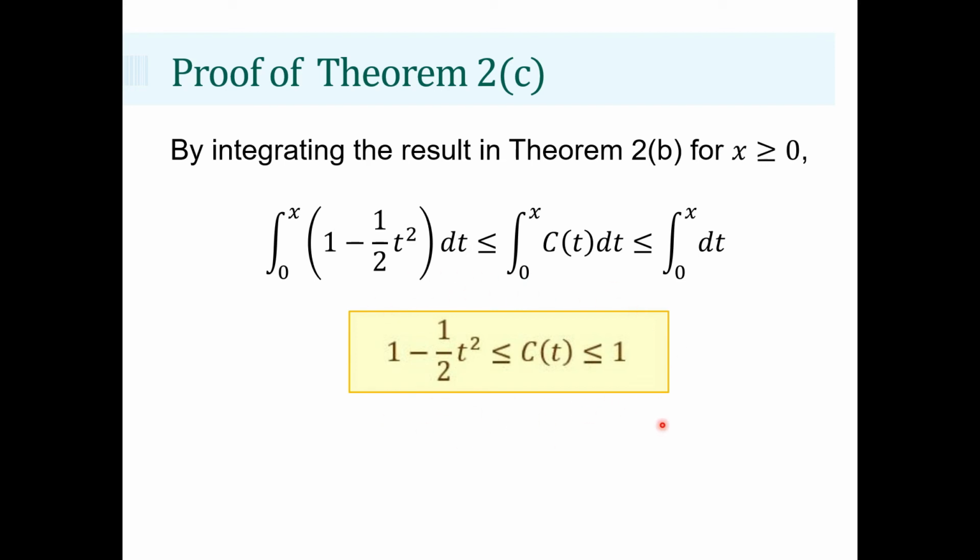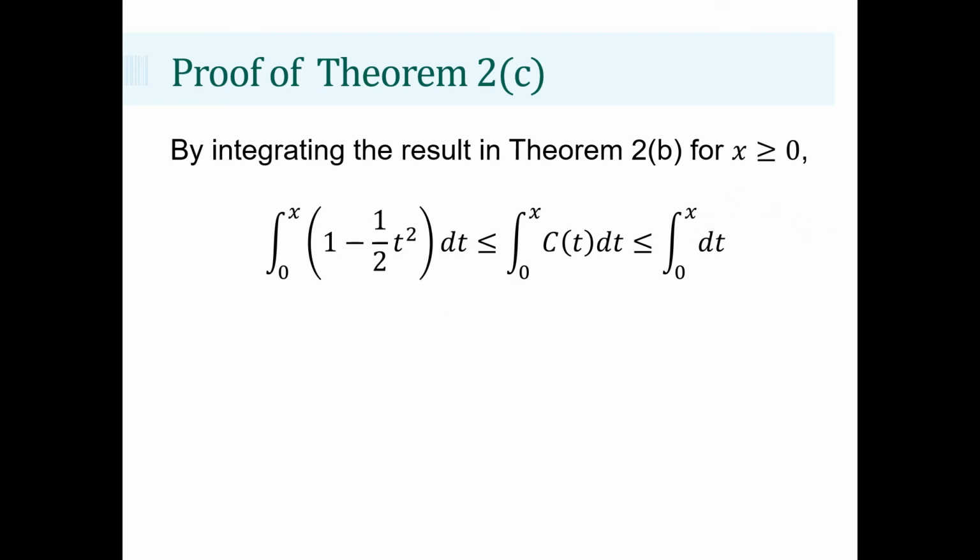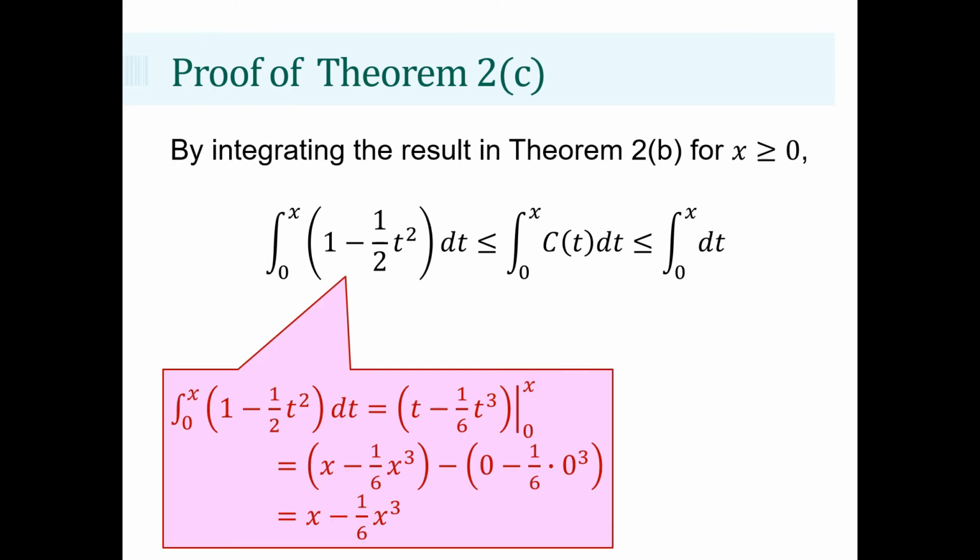So, we integrate this now. We have the integral of c of t dt from 0 to x is greater than or equal to the integral of the quantity 1 minus 1/2 t squared dt from 0 to x, but less than or equal to the integral of dt from 0 to x. So, tignan ulit natin yung mga individual na integrals. So, the integral of this is equal to, we have t minus 1 over 6 t cubed evaluated from 0 to x, or that is just equal to x minus 1 over 6 x cubed.